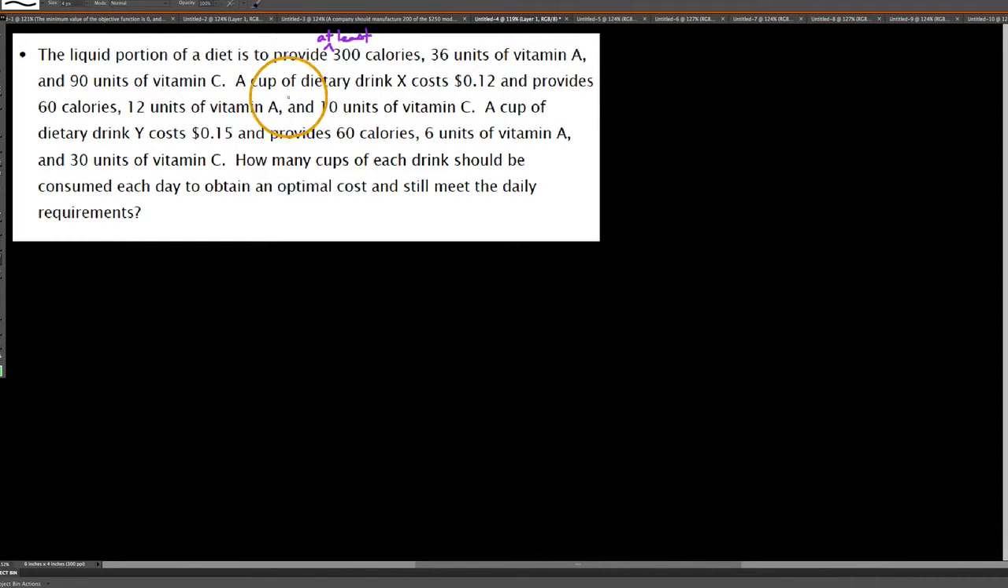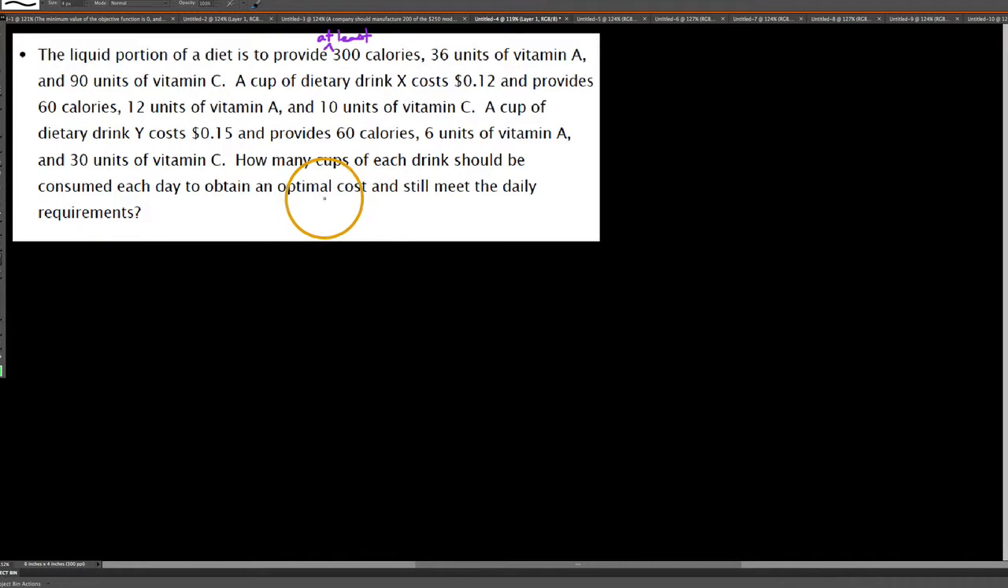Okay. So we say a cup of dietary drink X costs this much money and provides this many calories, this many units of vitamin A, and this many units of vitamin C. I'm going to not underline those yet, but a cup of dietary drink Y costs 15 cents per cup, provides 60 calories, 6 units of vitamin A, and 30 units of vitamin C. It says how many cups of each drink should be consumed each day to obtain an optimal cost and still meet the daily requirements.